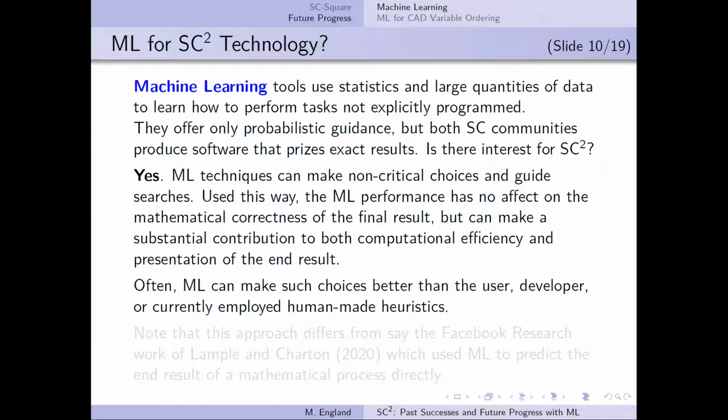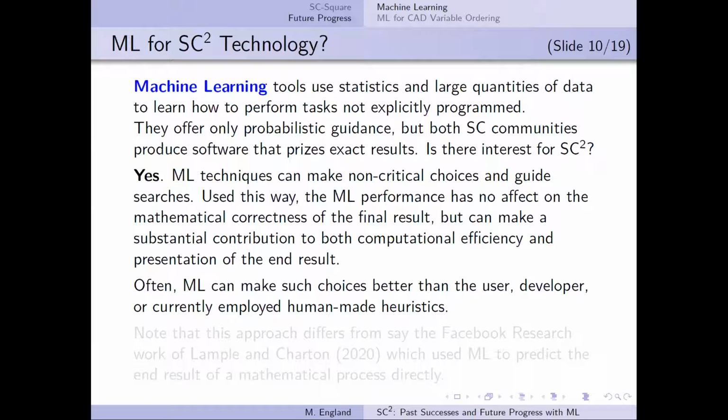So used this way, machine learning has no effect on the validity of our software, but it can make a huge contribution to computational efficiency, and also, especially on the algebra side of things, the presentation of the end result. Mathematical quantities and objects can often be described in many different ways. Some ways are better, simpler than others, and so it can also offer benefit there.